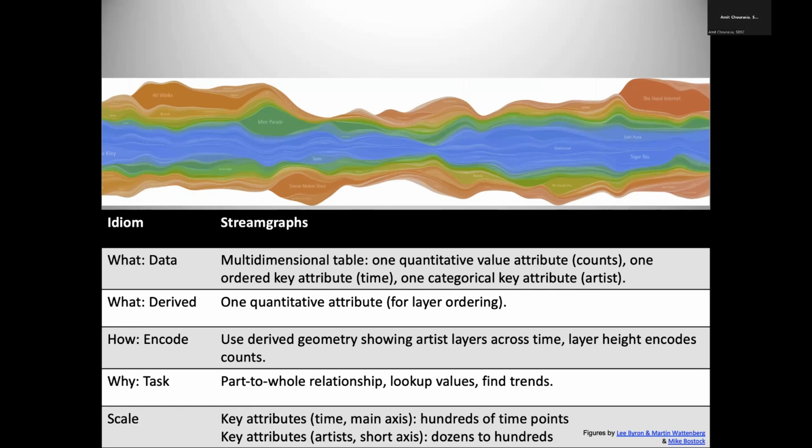This has the same kind of tasks you can do as the stacked bar chart. You can do part-to-whole relationship, and you can do lookup values. You can find trends. And if we are looking at the scale, we can do hundreds of points in time. And on the shorter axis, the vertical axis, we can actually do a lot more, from a dozen to 100. And the notion here is, since the artist popularity waxes and wanes over time, we can keep using the same colors for different artists as long as we can label them. So you can see that similar colors keep getting used over time, but the artist names change.